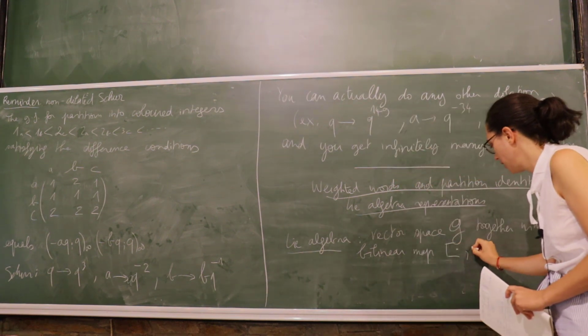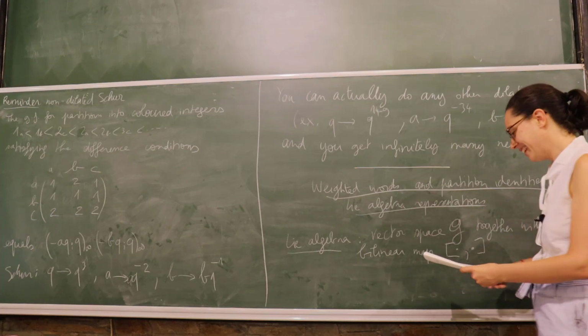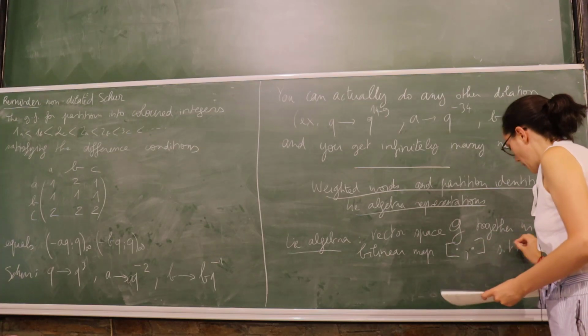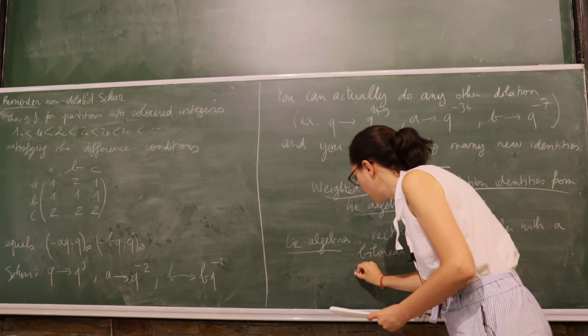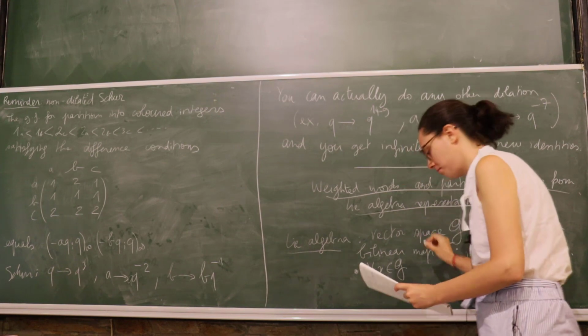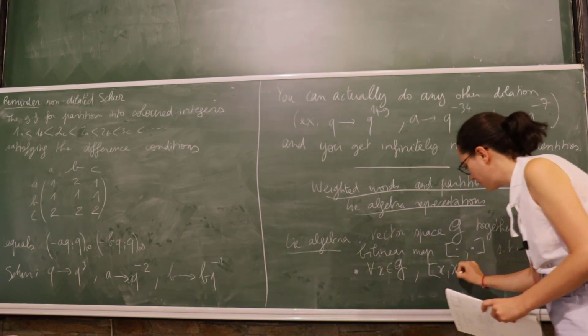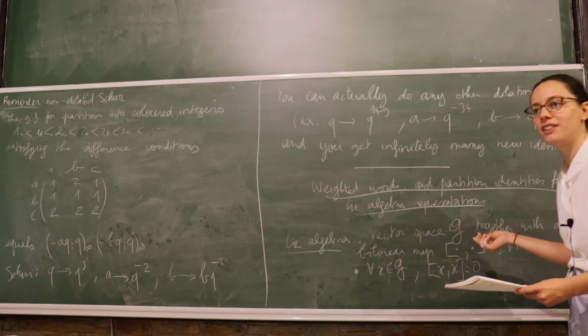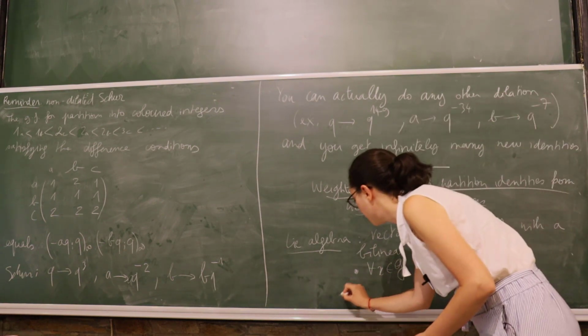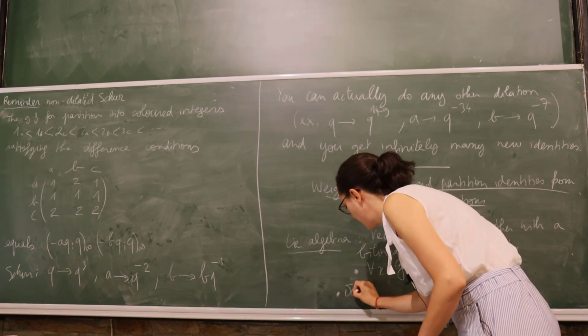Which we write as a bracket, and which is called the Lie bracket, so it makes sense. Such that, you have two conditions. The first one is that for all x in our Lie algebra G, the Lie bracket of x with itself is 0. And there is another condition, which is called the Jacobi identity.